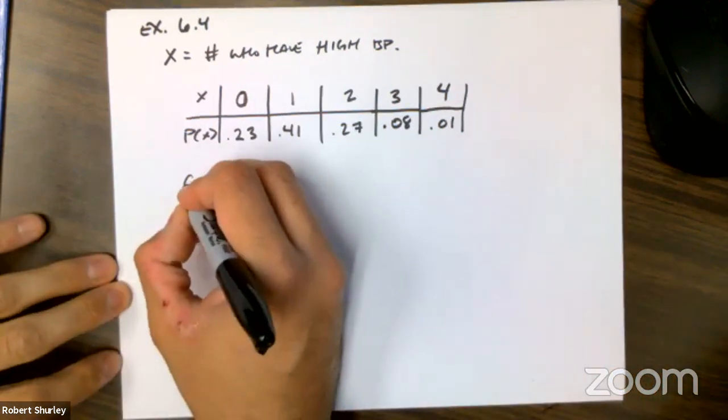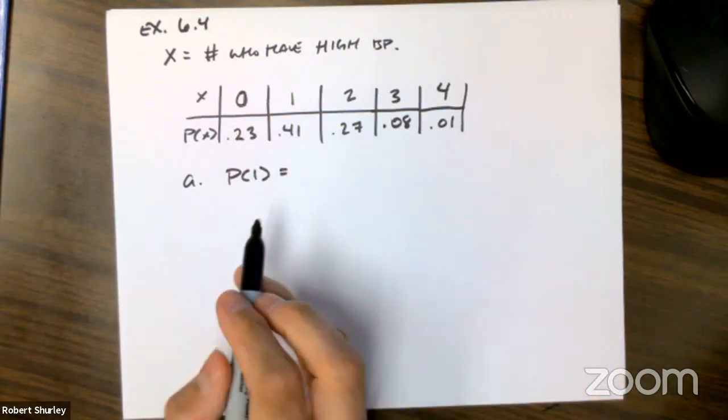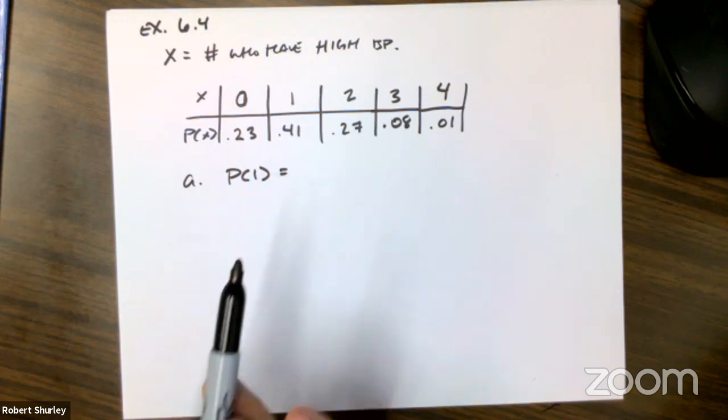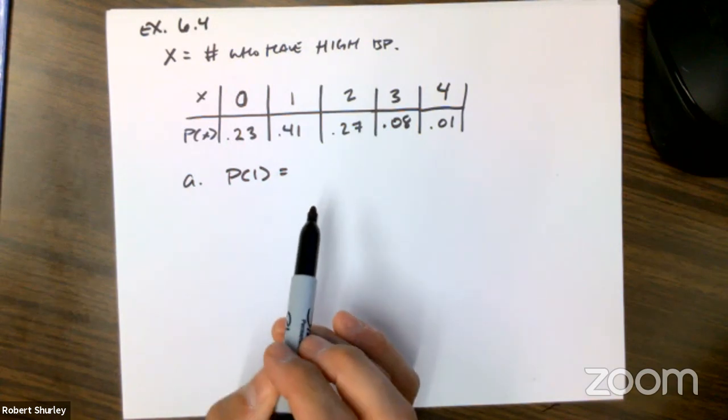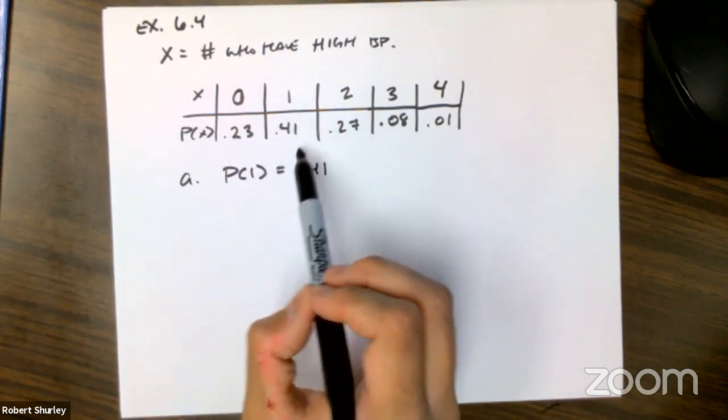So now let's answer what they're asking. They want to know the probability of 1. What the question is stating is, what's the probability that we only have 1 patient with high blood pressure? Well, that one's kind of easy. It's 0.41. It's right there.